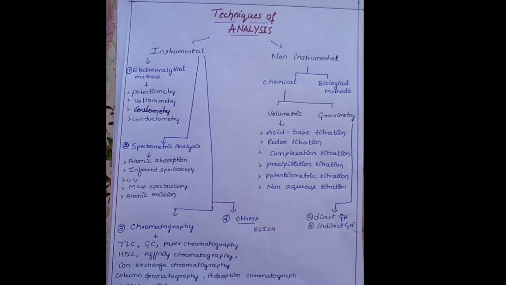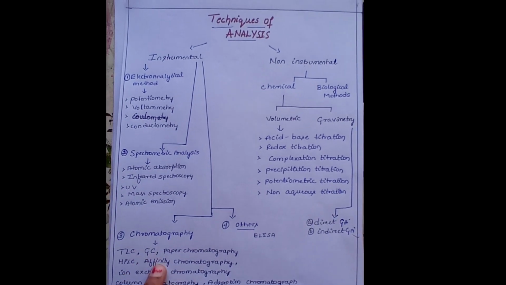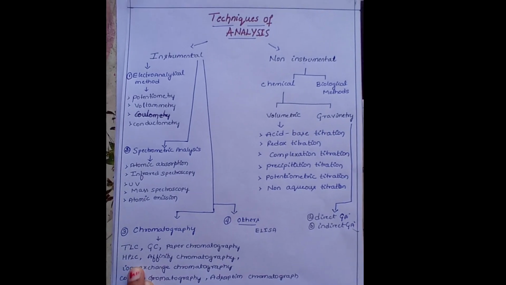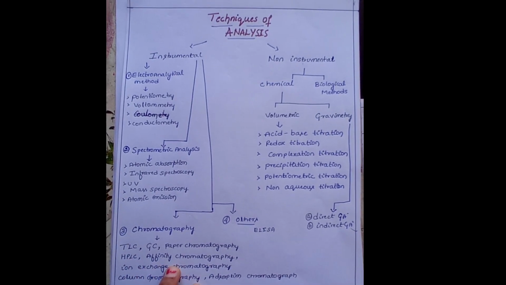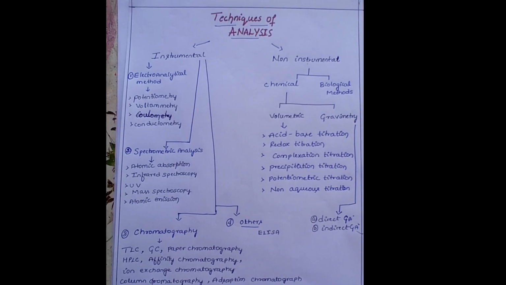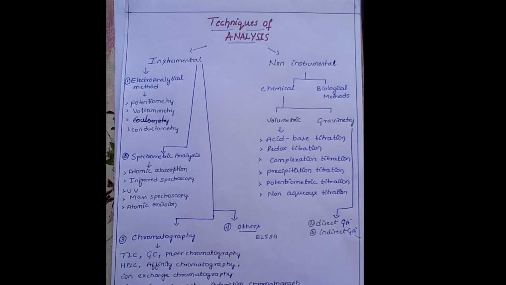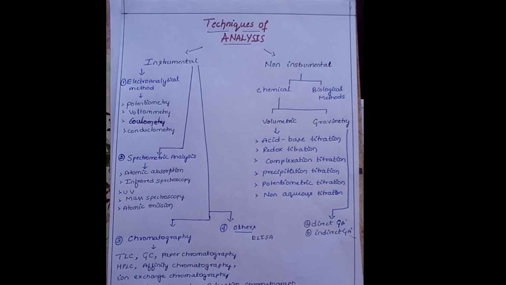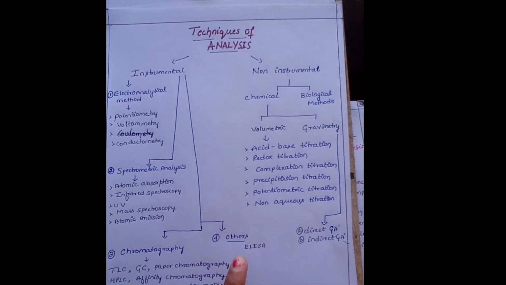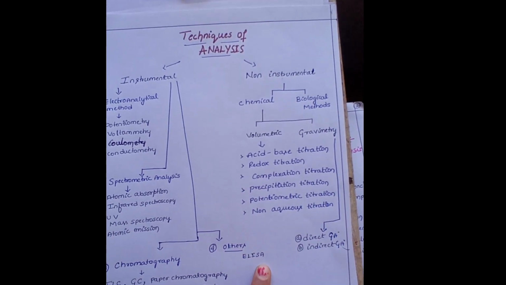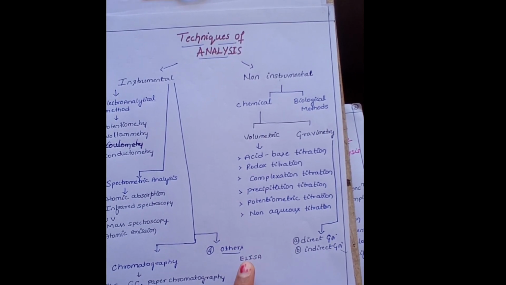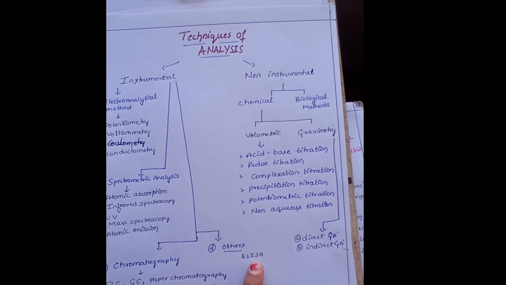Coming to chromatographic methods: TLC, gas chromatography, paper chromatography, high performance liquid chromatography, affinity chromatography, ion exchange chromatography, column chromatography, adsorption chromatography, high performance thin layer chromatography, UPLC methods, and etc. Here I mentioned ELISA, which comes under RIA, that is radioimmunoassay, and ELISA means enzyme linked immunosorbent assay.